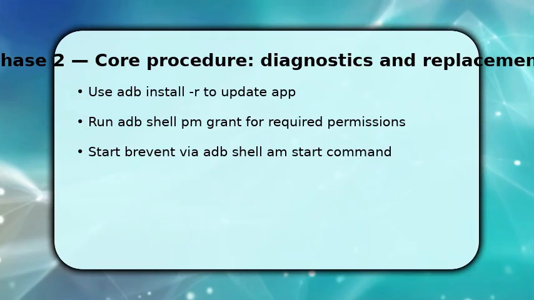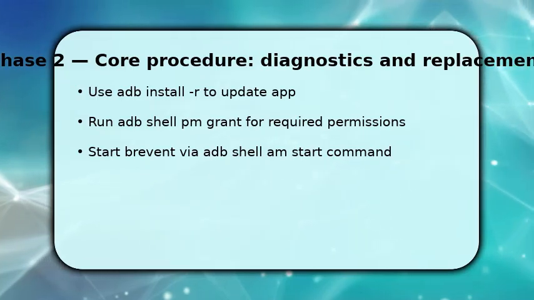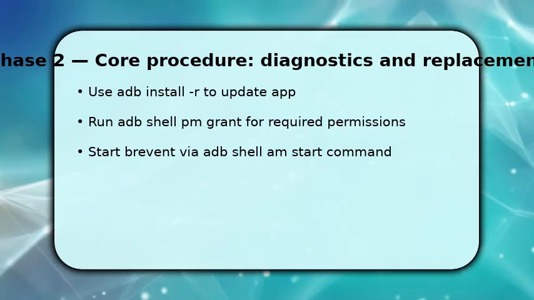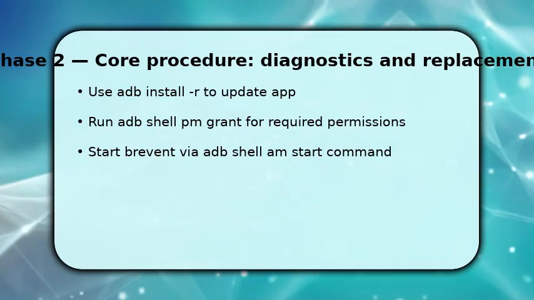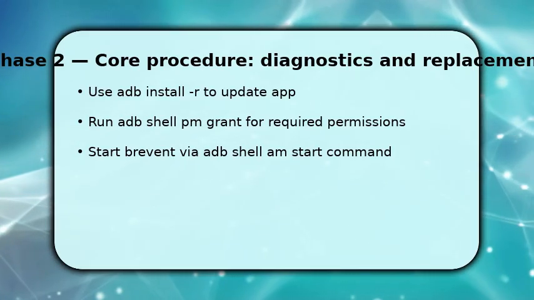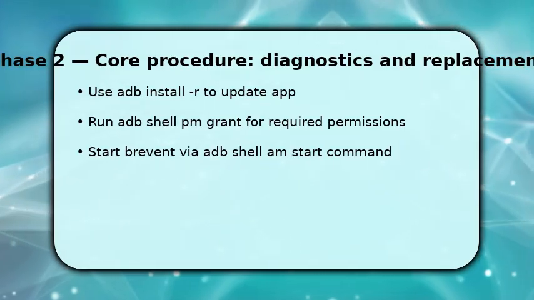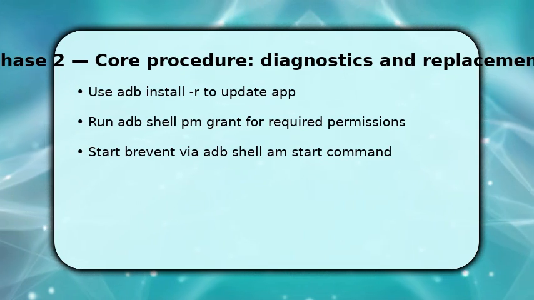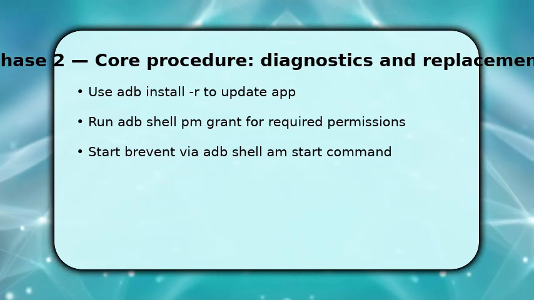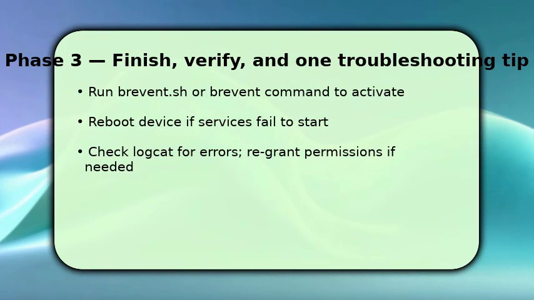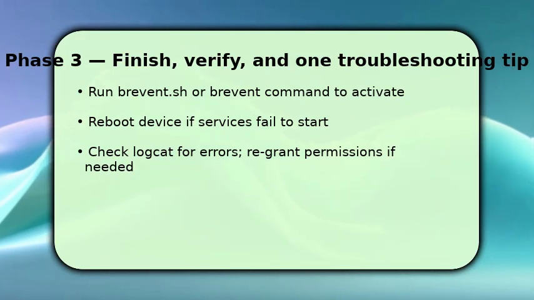Next, start the app by issuing adb shell am start package name / main activity. This boots Brevent so it can obtain usage data and root or adb privileges as needed. Make sure commands return success, and watch for errors. You finish by activating the daemon. Run the bundled brevent.sh or the appropriate Brevent command via adb shell to start blocking.